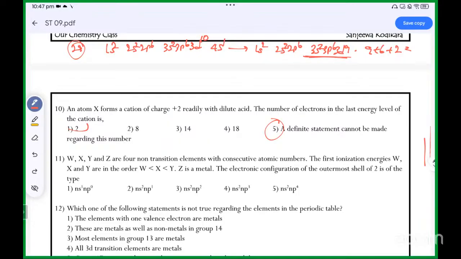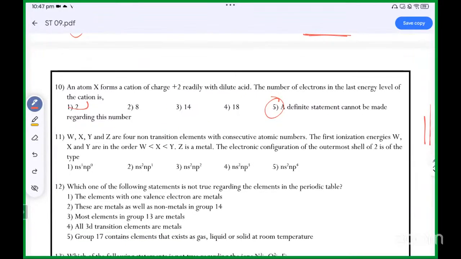Then the next one. W, X, Y and Z are 4 non-transition elements. Non-transition elements means they should be in your scope. You have to understand, transition elements means the D block elements. So they should be in S and P blocks, not D block, right? So that is what we can take from this statement.